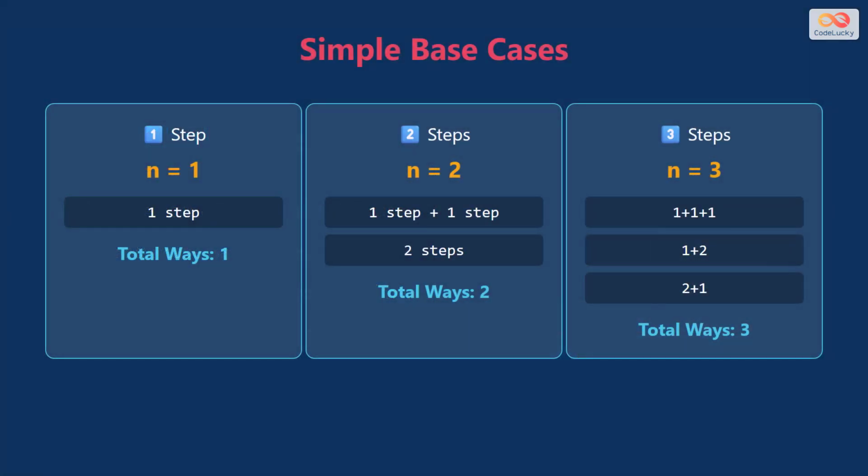Let's start with small numbers to build our intuition. If there is only one step, there is clearly only one way to climb it. If there are two steps, you can either take two single steps or one double jump. That gives us two ways. For 3 steps, you can take 3 single steps, a single then a double, or a double then a single. That is 3 total ways.